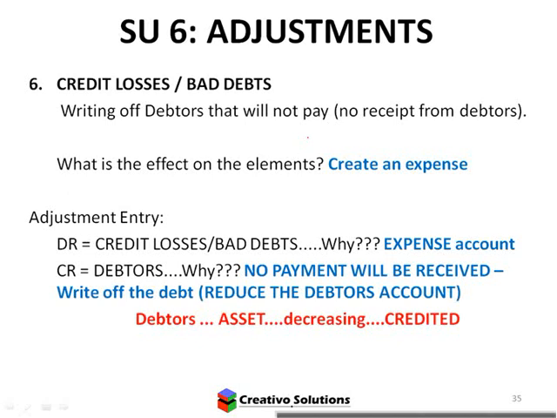So no payment will be received. You're writing off bad debt. If you want to, you can motivate it a bit more. I've tried to do that here. So debtors will be credited because the asset will decrease. You don't have to go that far with the explanation. As long as you're comfortable with credit losses being an expense, that's the key. Alright, then I think I've got one more, and then we'll take a break there.